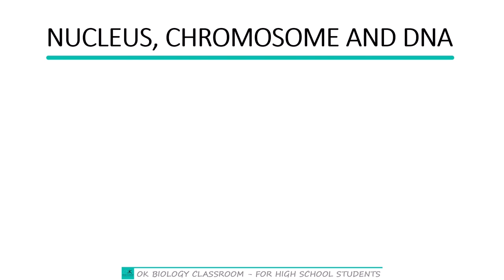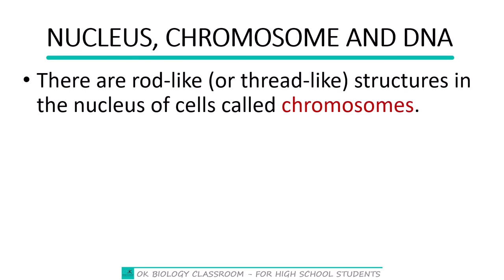So now let's get into what we have. There are some rod-like structures or thread-like structures in the nucleus of cells, and these rod-like or thread-like structures are called chromosomes. So in every normal eukaryotic cell, when you pick the cell of maybe a human being and you study the nucleus of that particular cell, you should find some structures in there that are rod-like or thread-like, however I would want to describe them. And these structures are called chromosomes.